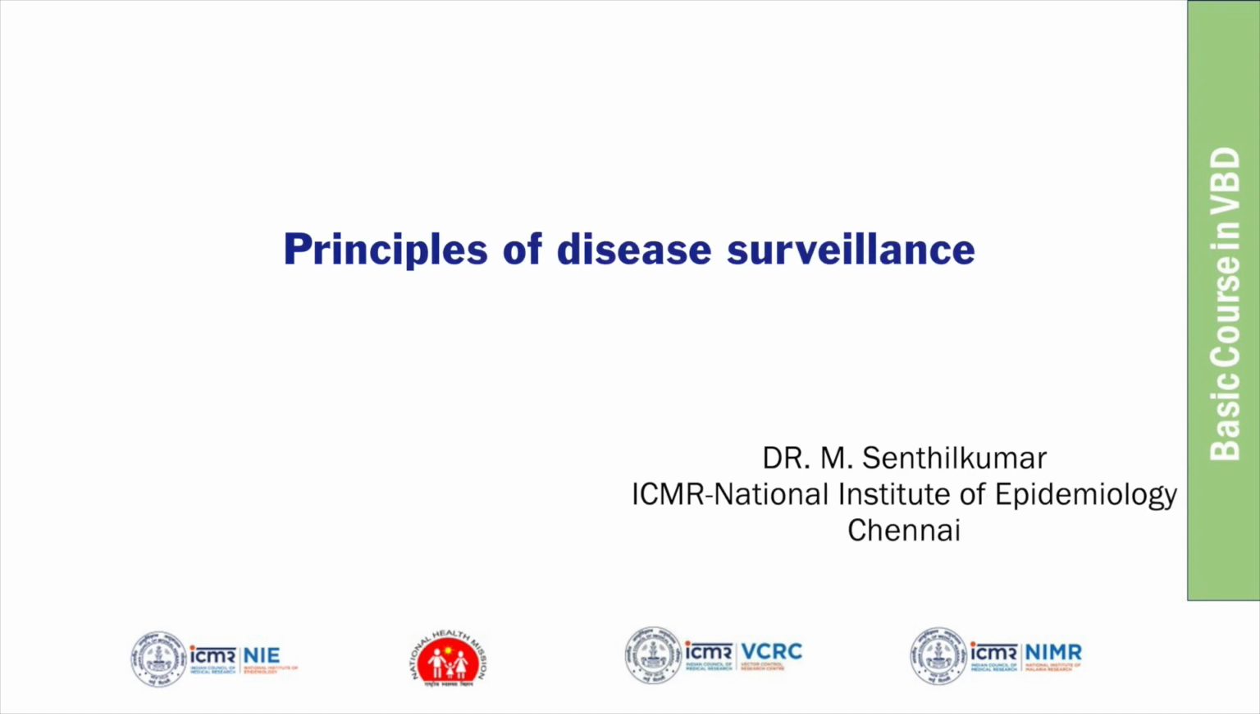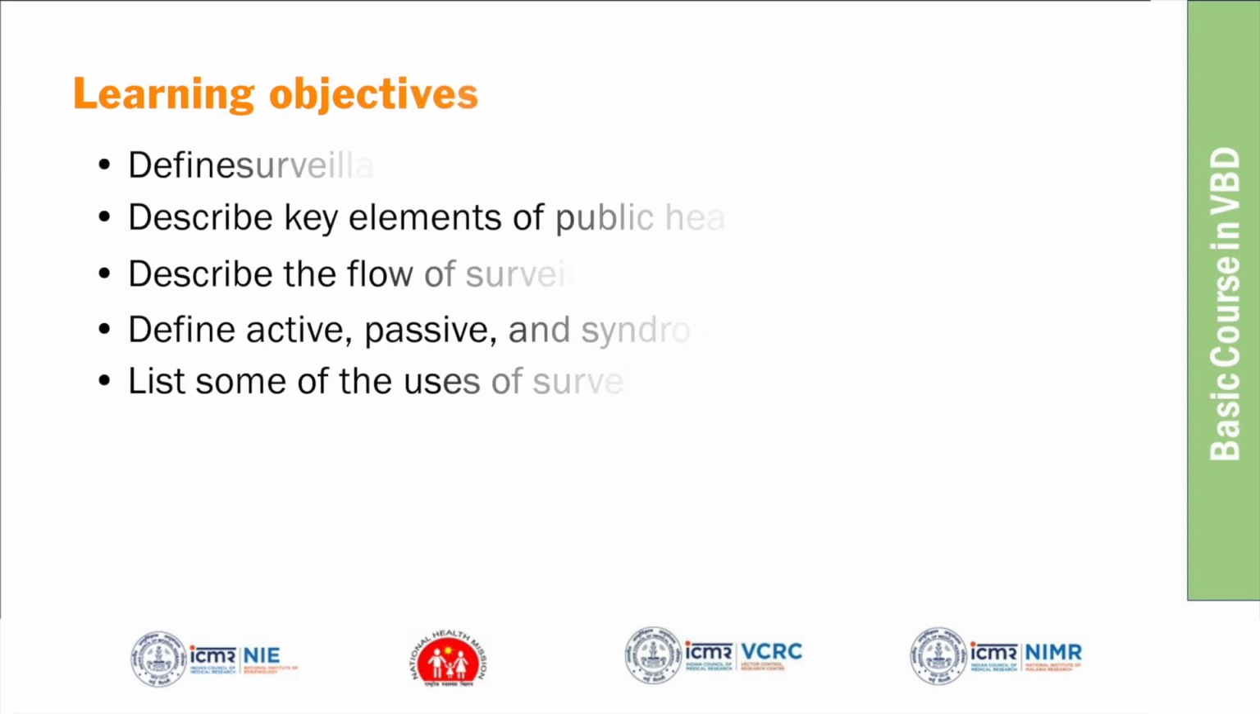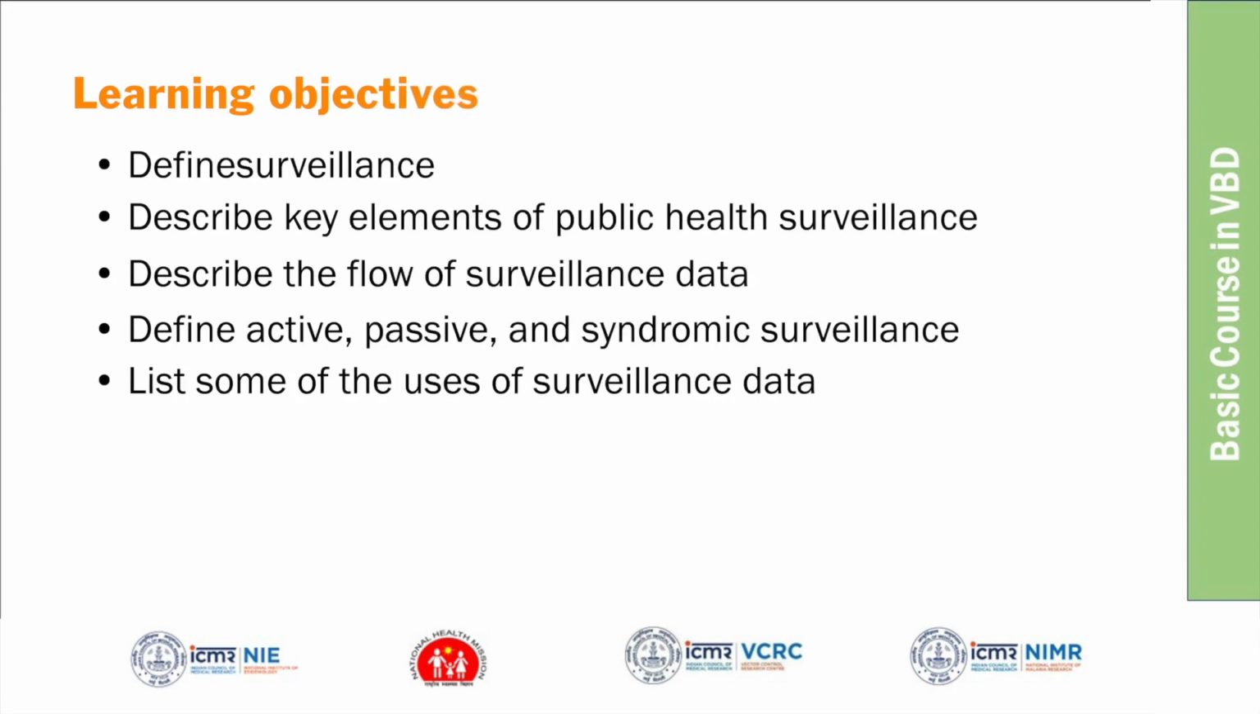In this session, we are going to see principles of disease surveillance. So in the coming slides, we will see what is surveillance, basically the definition and the meaning of surveillance, and its key elements, and the flow from beginning to end, how the flow runs in the surveillance system, and the basic types of surveillance like active surveillance, passive surveillance, and syndromic surveillance.